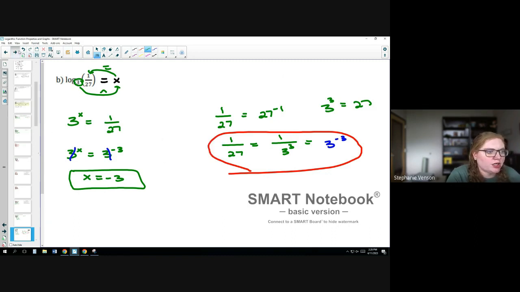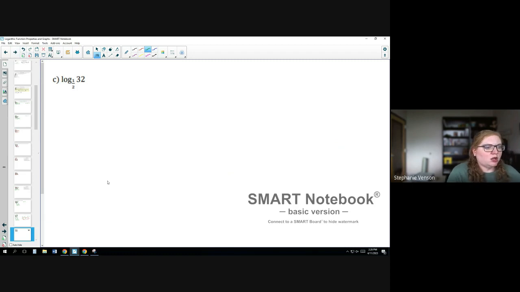Okay, let's go to the next one. All right, so starting the same way, log base 1/2 of 32. So I'm going to set it equal to x, because that's what I always do, and then I solve for x, and that's how I get my answer. So I'm going to circle the 1/2, raise it to the other side of the equal sign, set it equal to what's inside. So we have 1/2 raised to the x is equal to 32.